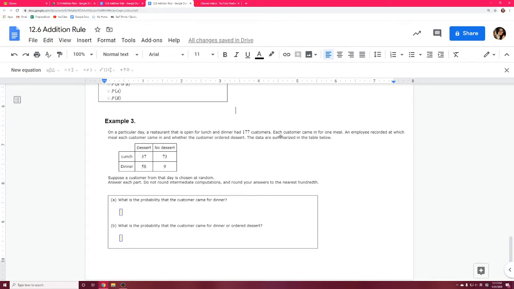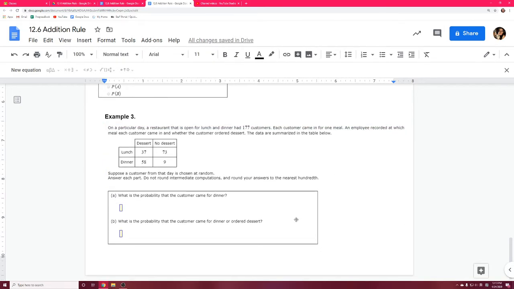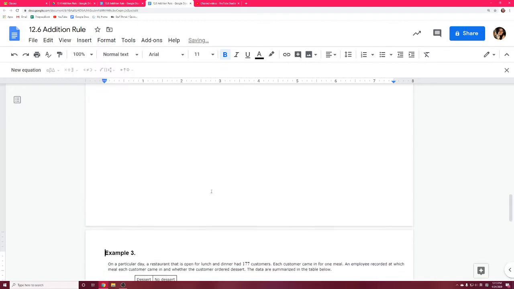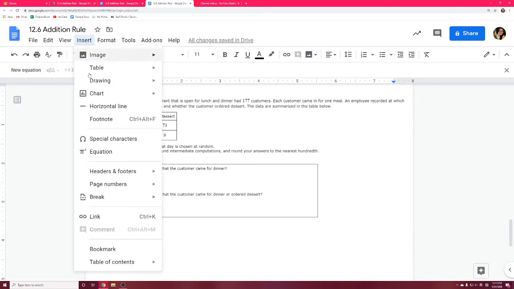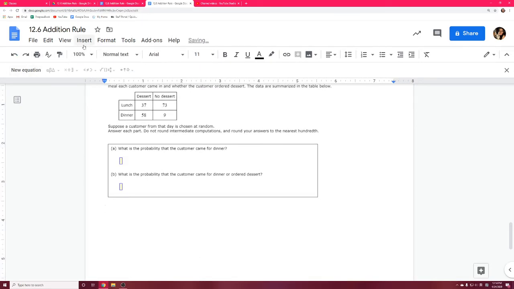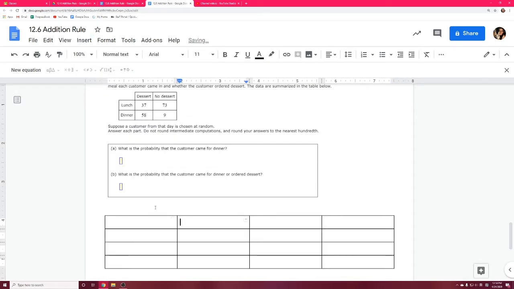So over here, they have 177 customers. I wish I could write on there, but I can't. So let's do some magic. All right, so over here, let me create this table very quickly. I will create a 3 by 3 table. You know what? Let's do a 4 by 4. So over here, I will copy everything in the table for you.